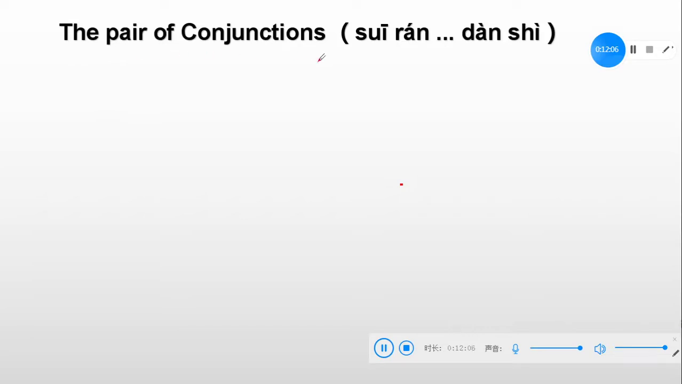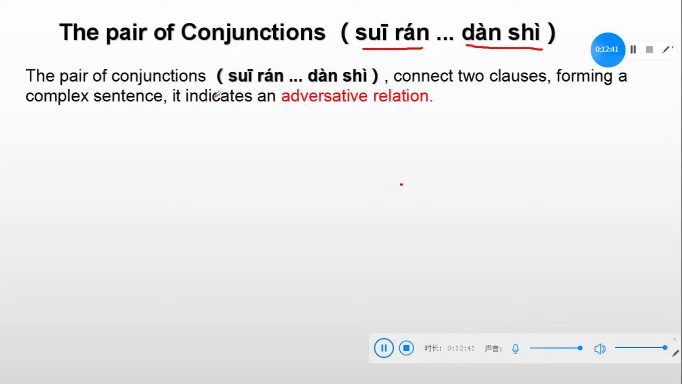The pair of conjunctions, which is 虽然 and 但是. Okay, 虽然 is a word that we learned in the second class of this lesson. It means although or though. 但是 means but. I know in English we don't put these two words in the same sentence, although and but, but in Chinese we have to use it this way. Explanation comes first. The pair of conjunctions 虽然但是 connects two clauses, forming a complex sentence, and it indicates an adversative relation.